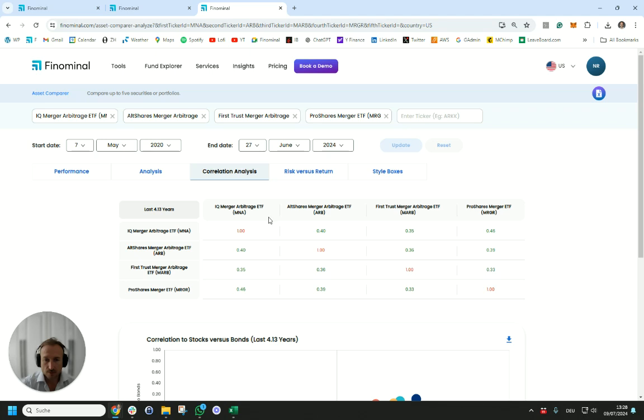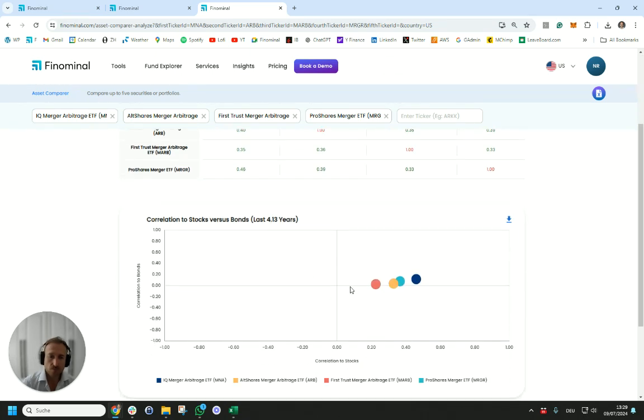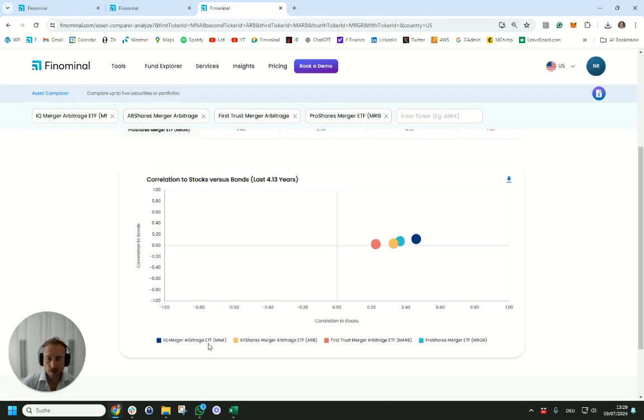But going back to the underlying problem of MNA as well as its peers, except perhaps for the product from First Trust, is that the correlation to stocks is too high. We would expect that almost all of these products should have a correlation of 0, i.e. the dot should be over here and not on the right-hand side. And that, of course, prevents these strategies from generating diversification benefits. And this concludes our review of IQ's Merger Arbitrage ETF.